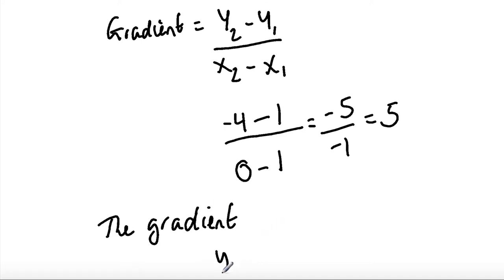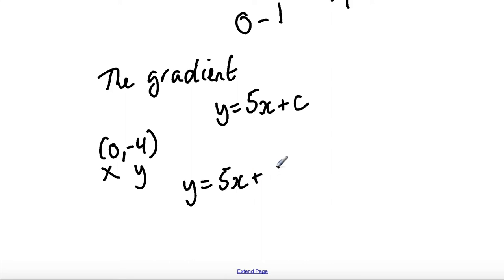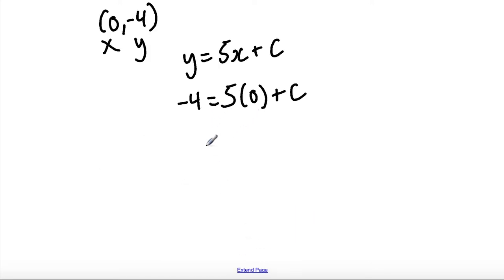And it can be written as y equals 5x plus c. Now to find the value of c, I'm going to be using the coordinates (0, minus 4), where 0 is the x and minus 4 is the y. I'm going to substitute into this equation. So we have y equals 5x plus c. Y is equal to minus 4, so we have minus 4 equals 5 times x, x being 0, plus c. 5 times 0 is 0, so minus 4 is equal to c. Therefore, the equation of the line is y equals 5x minus 4, and that's your answer.